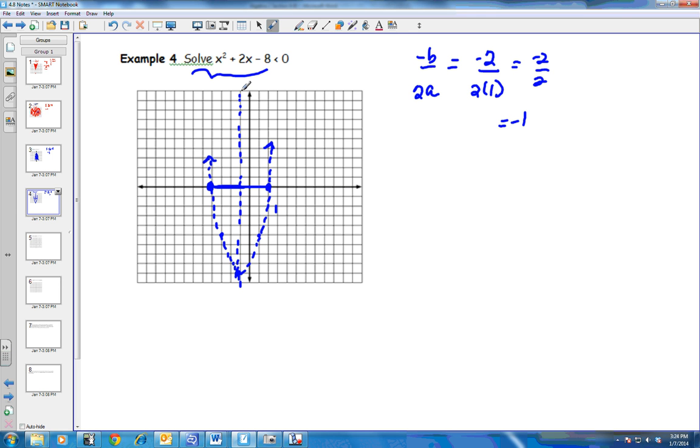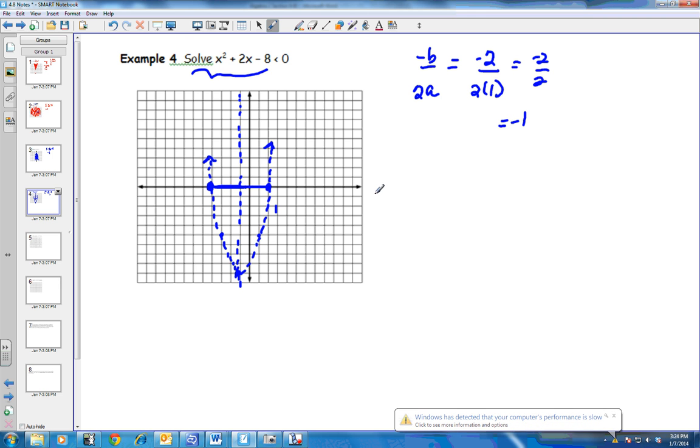We got these points, 2 and what was that, negative 4. You could do that by factoring, but we did it by graphing. So here's how you're going to write your answer. I know it's below the x-axis from negative 4 to 2.